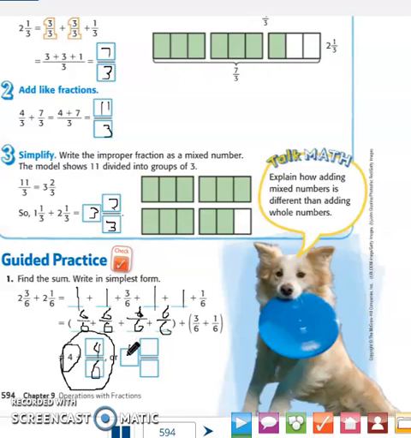So the whole number is going to stay the same. 4 divided by 2 is 2. 6 divided by 2 is 3. And that is an equally acceptable answer because 2/3 and 4/6 are equivalent fractions. That's how those problems are done.